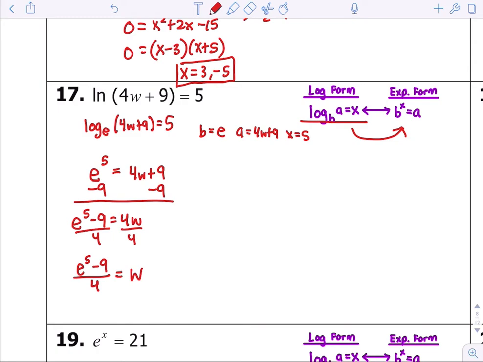So let's see what value of w we get. So let's just do e to the 5th in your guys' calculator first. So second e to the 5th minus 9 divided by 4. And w, you guys, is roughly going to be around 34.85.